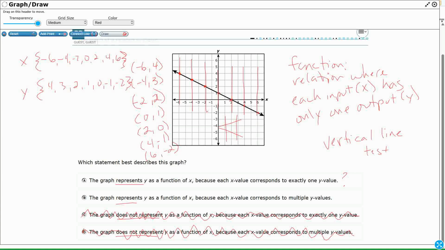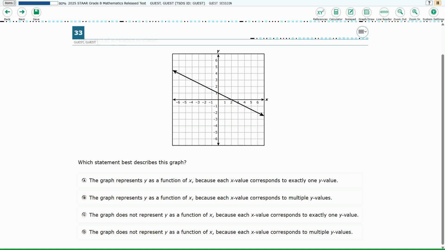The graph represents y as a function of x because each x value corresponds to multiple. Yeah, that's the problem. If there are multiple y values, it's not a function. If each x should only have one y, it would not pass the vertical line test. So this is definitely not correct. So our answer here is going to be A. The graph represents y as a function of x because each x value corresponds to exactly one y value.